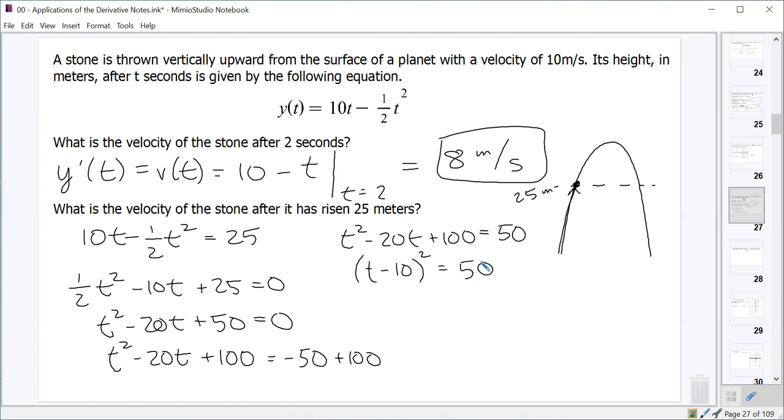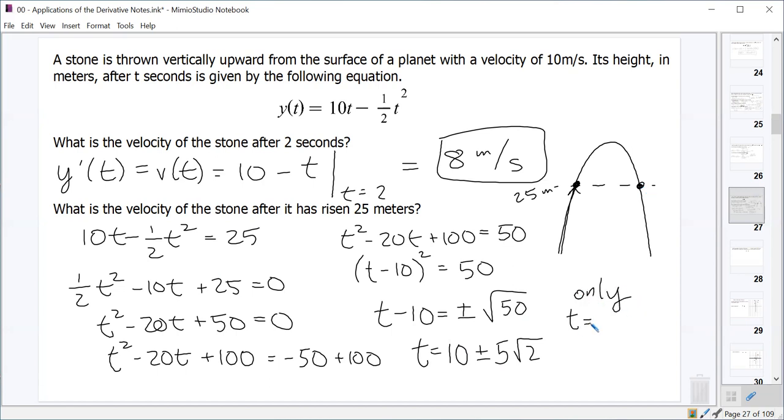We'll square root that, giving us t minus 10 equals positive or negative root 50. And then add 10 to both sides, giving us 10 plus or minus root 50, which we could simplify that radical if we want into 5 root 2. And now we've got 2 different options for our t value, but that's okay because we knew it was going to hit 25 meters once and then the second time. But we want the first one, so we want the smaller of the 2 t values. The smaller of the 2 t values would be 10 minus 5 root 2.